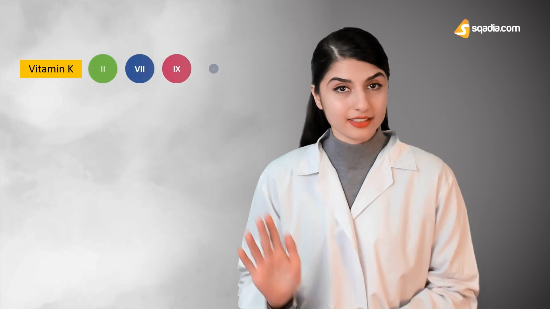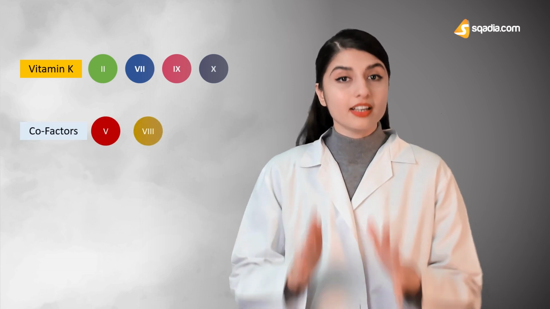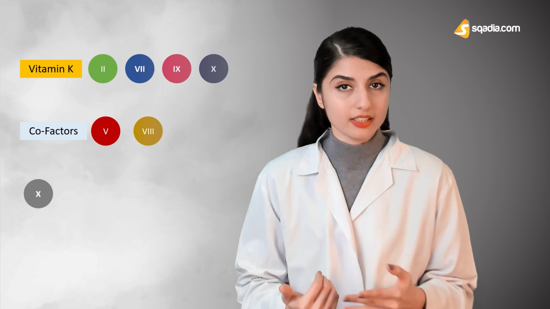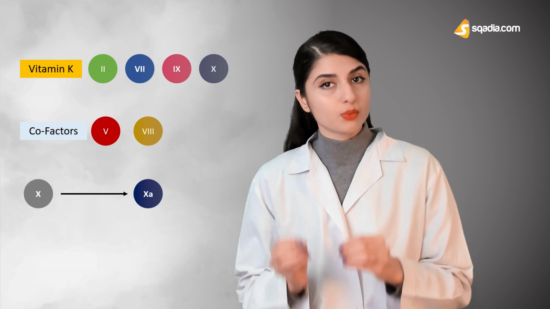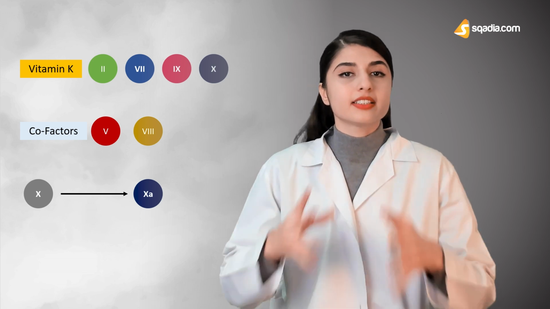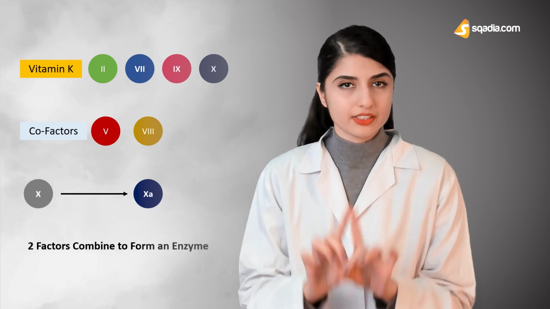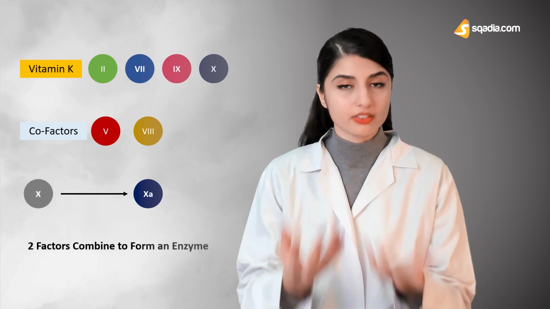Okay, before moving forward, we must note a few things. The vitamin K dependent clotting factors are 2, 7, 9, 10. You also have to note that factors 5 and 8 are actually cofactors. And when we denote a factor in gray color, it means that it is in an inactive state. And when denoted with an A, it means that it is the activated form. And you also have to note that two factors usually combine to form an enzyme that actually activates other factors.